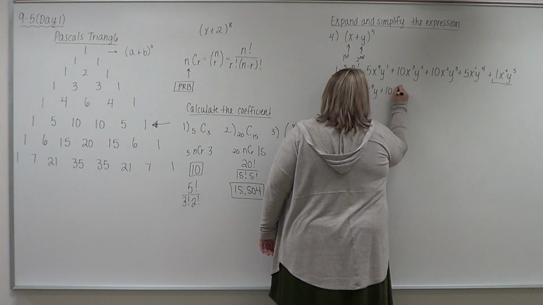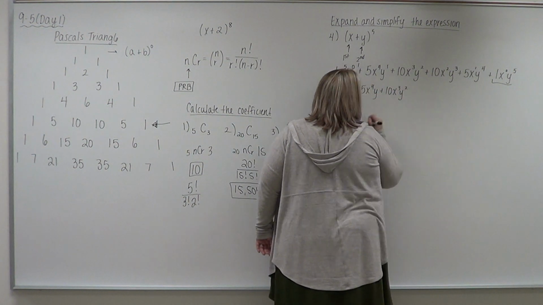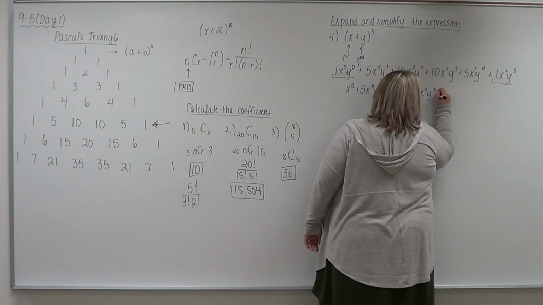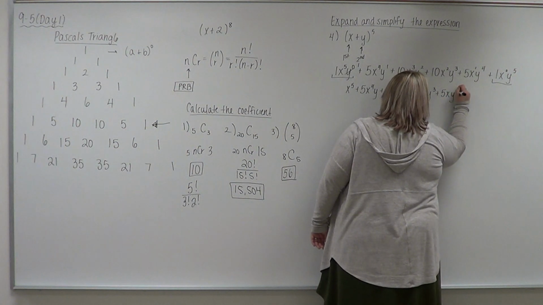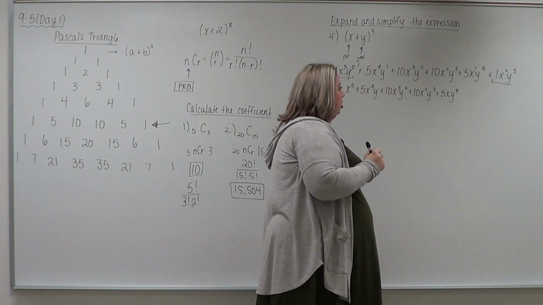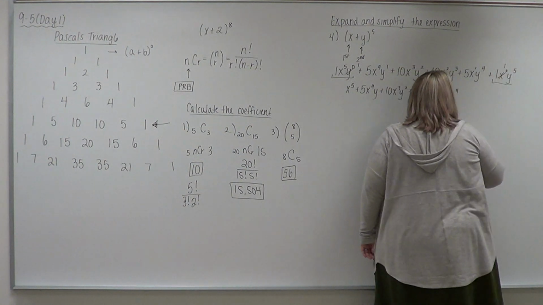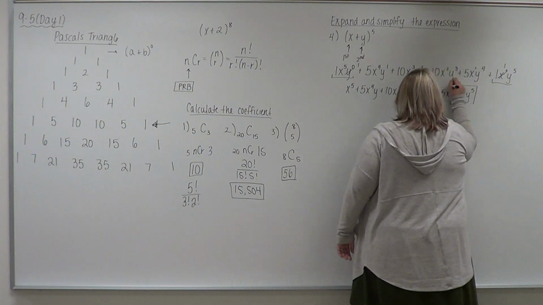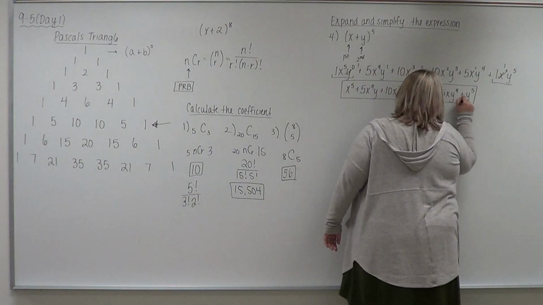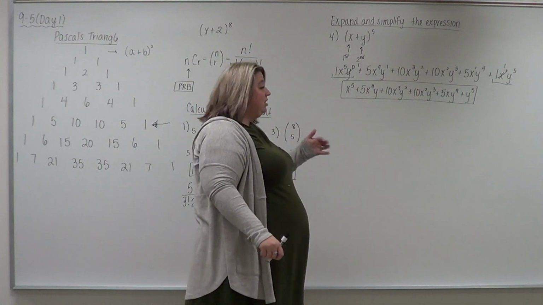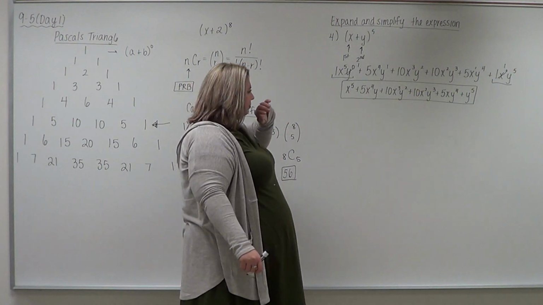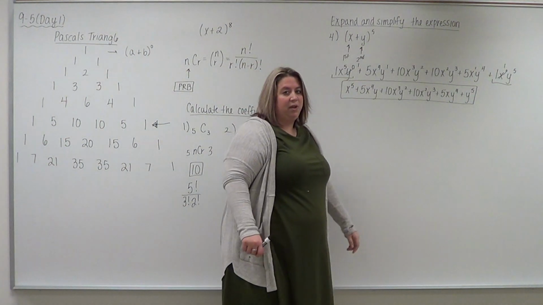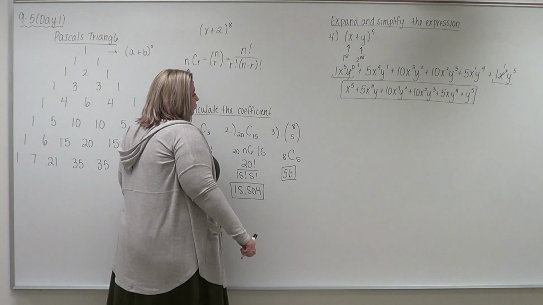Then I have plus 10x to the 3rd y squared, plus 10x squared y cubed, plus 5x y to the 4th. Then my last term, x to the 0 becomes 1. 1 times y to the 5th, so plus y to the 5th. And this is your answer. As much work as that looks like, it's still easier and quicker than writing this out 5 times and multiplying it all together. Okay?